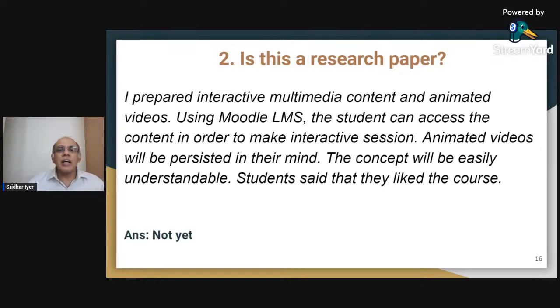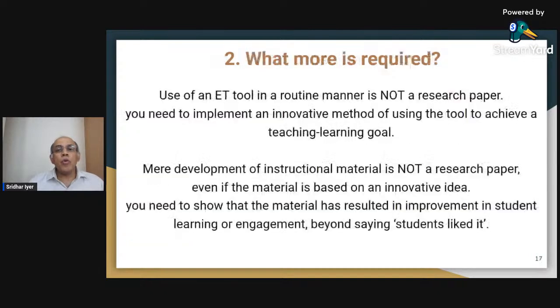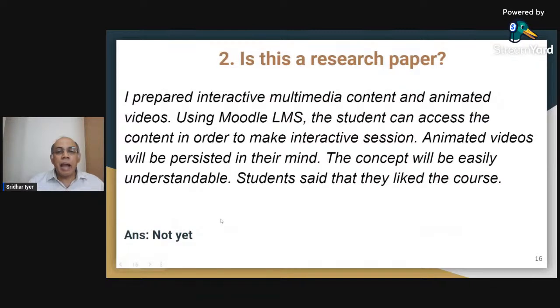There are some research ideas involved here, but it is not yet a full-fledged research paper. Now, what is missing? Let's try to find that out. Okay, so what more is required? See, use of an ET tool in a routine manner is not a research paper. Okay, you need to implement an innovative method of using the tool to achieve a teaching learning goal. Okay? So that has really not happened in this case, because Moodle LMS has simply been used as a repository for students to access the content.